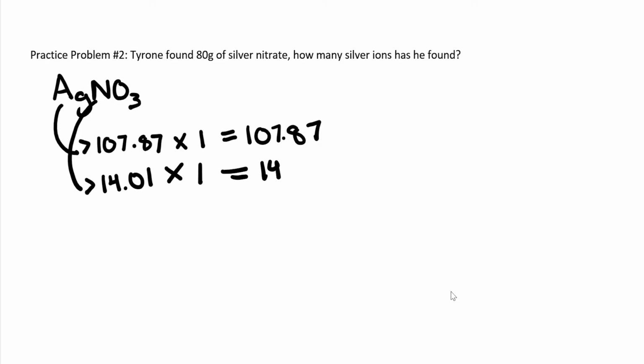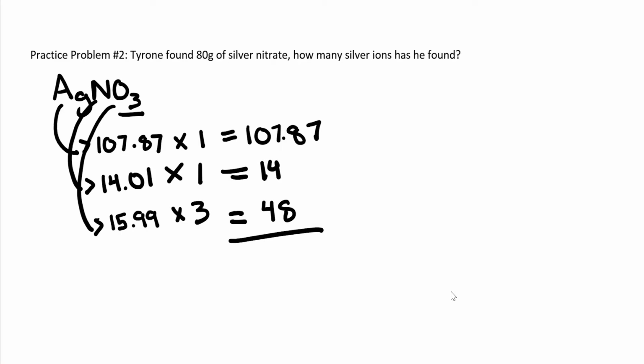And then finally, you'll have oxygen. On the periodic table, it's about 15.99. Multiply that by 3 because you need 3 oxygen atoms per every 1 molecule of silver nitrate. That's going to give you approximately 48. Give or take, just round it up to 16.